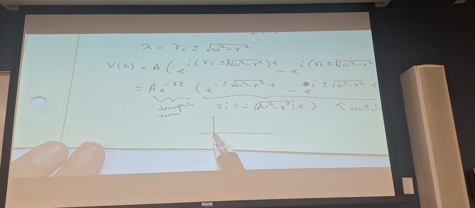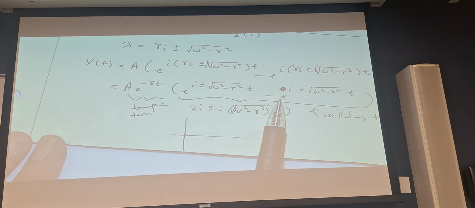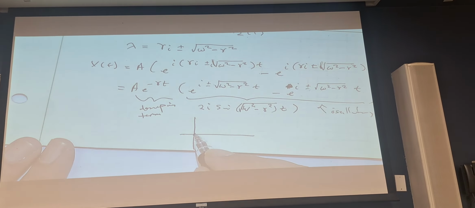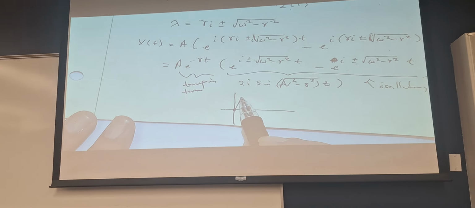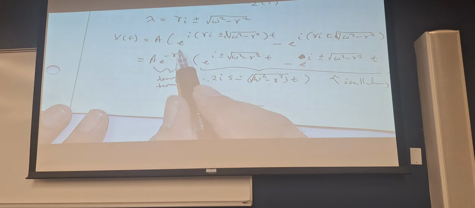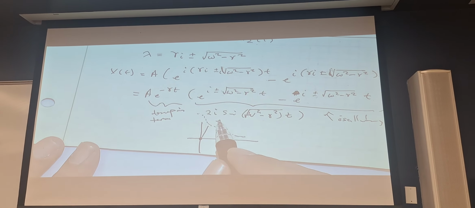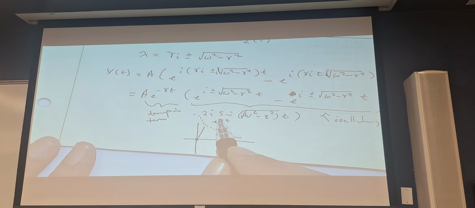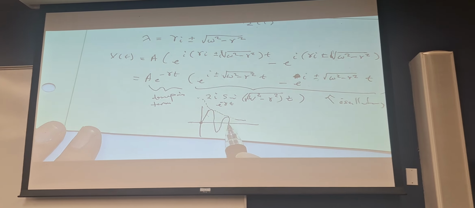So if we just plug in t equals 0 here, it should start out at 0, right? Because this is 0, this is 1, minus 1. So it starts out at 0, and then it goes up as this line comes down. So this is e to the minus gamma t. It hits, comes back, oscillates.